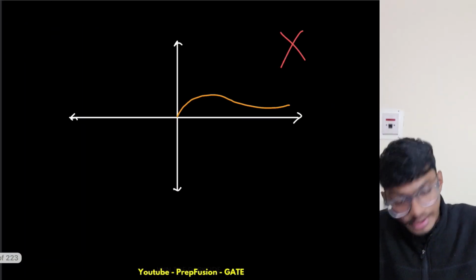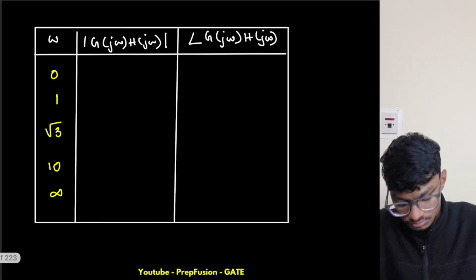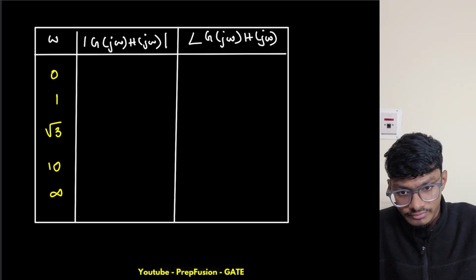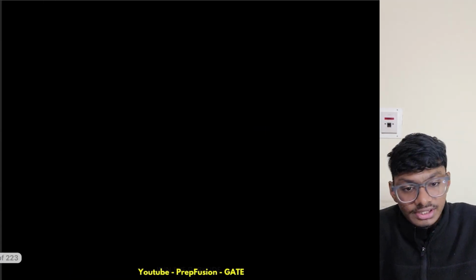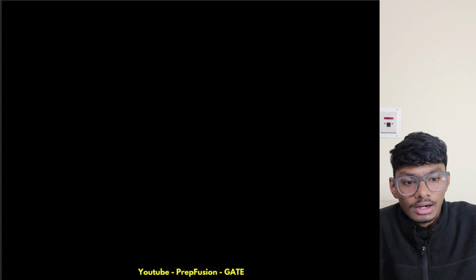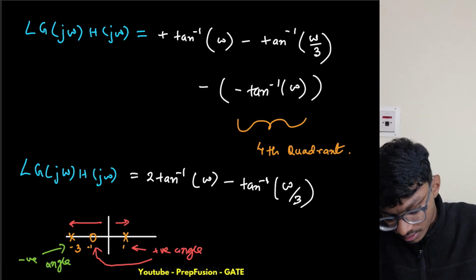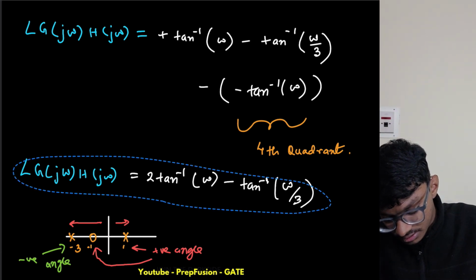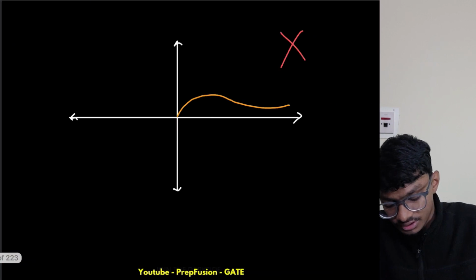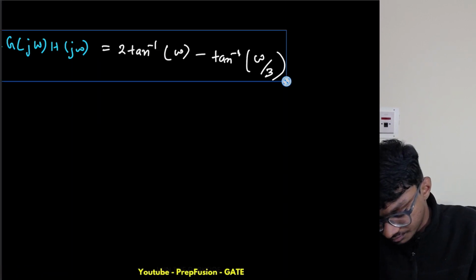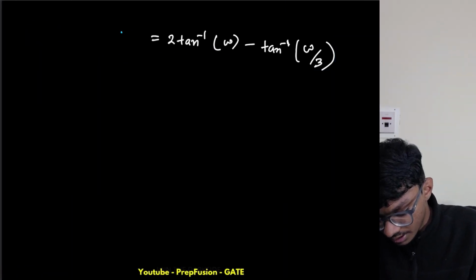So why won't it be like this? I have drawn the table over here, and we have to find. So first let me check whether it will cross the 90-degree axis or not. How to check that? What you can do is, you have the angle expression, right? So you put this angle directly equal to 90 and check whether it will cross the 90-degree axis or not.